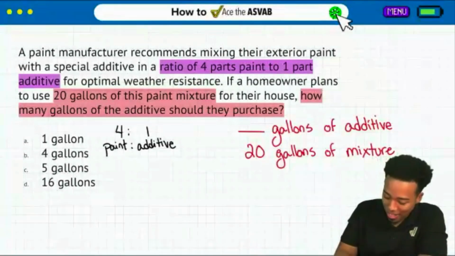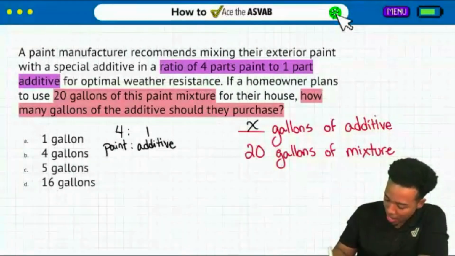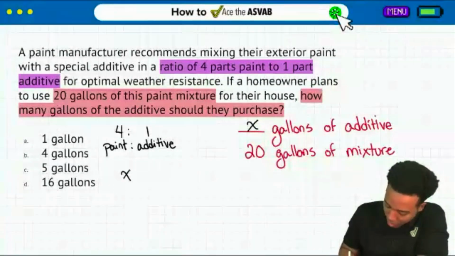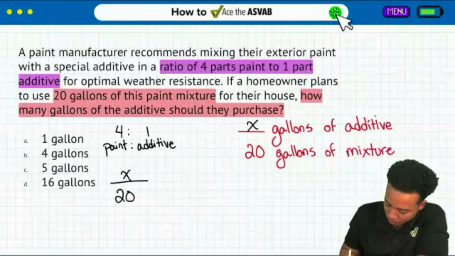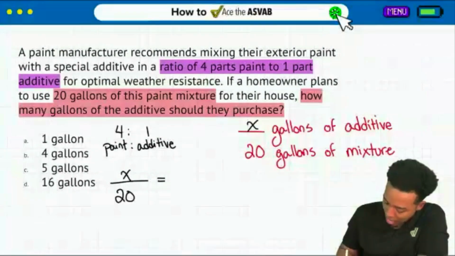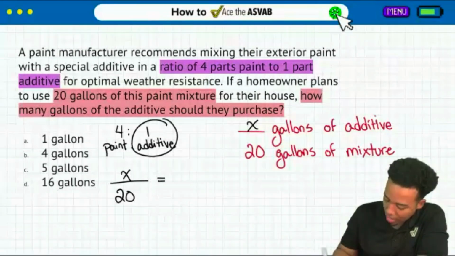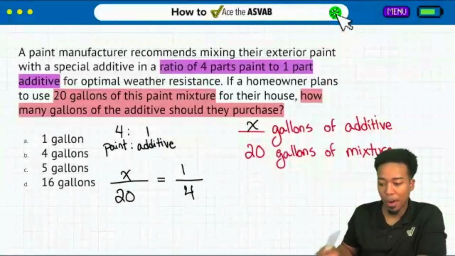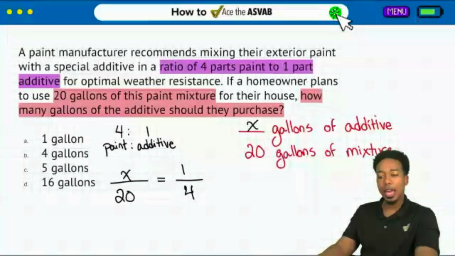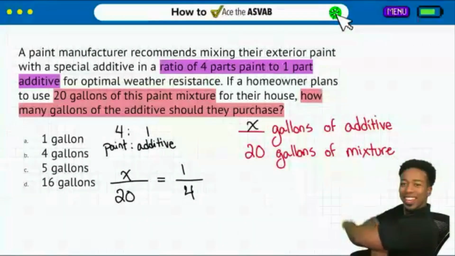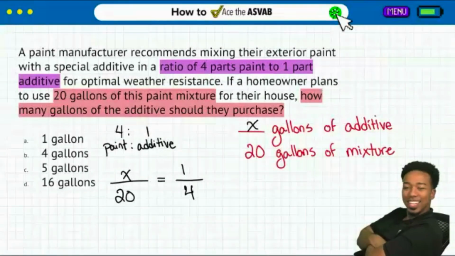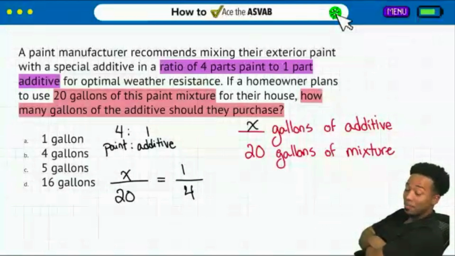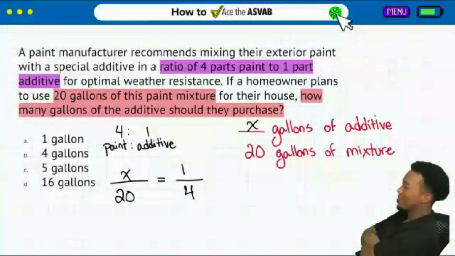Some people might say, hey, we're going to put X for the gallons of additive. So I'm going to put X over 20 equals, okay, additive was up top, so additive needs to be up top as 1, and then we put 4 on the bottom. Did anybody write it like that? Yeah, I know, I saw. A lot of people did, right?